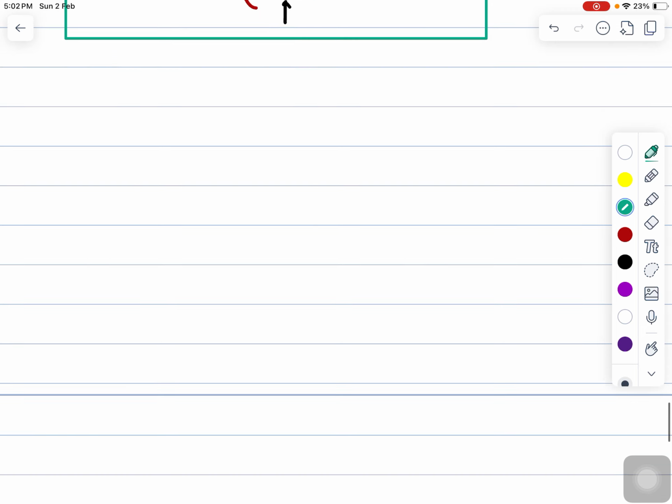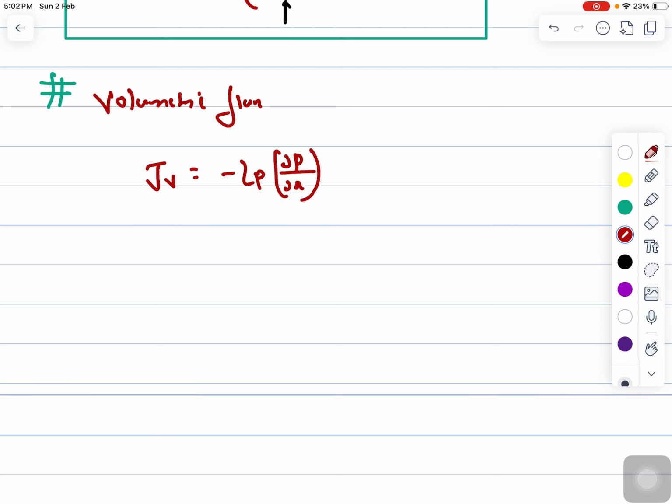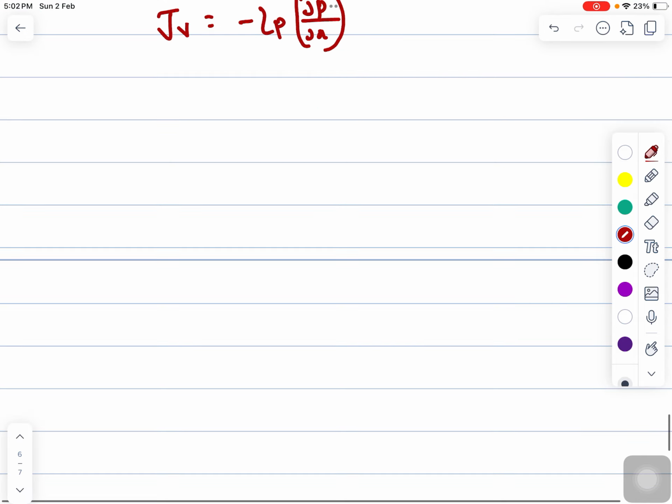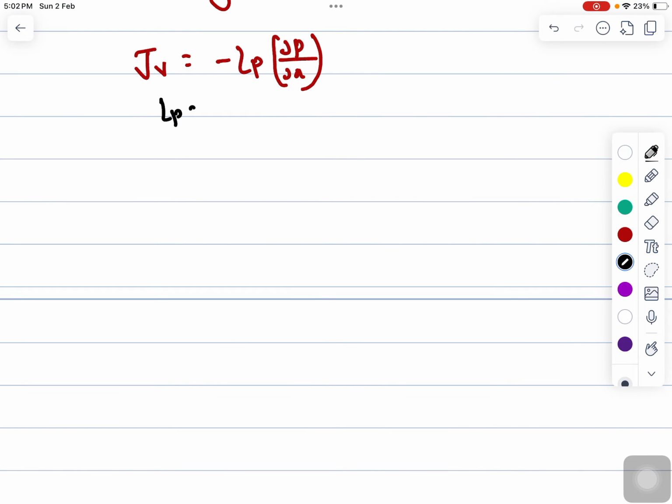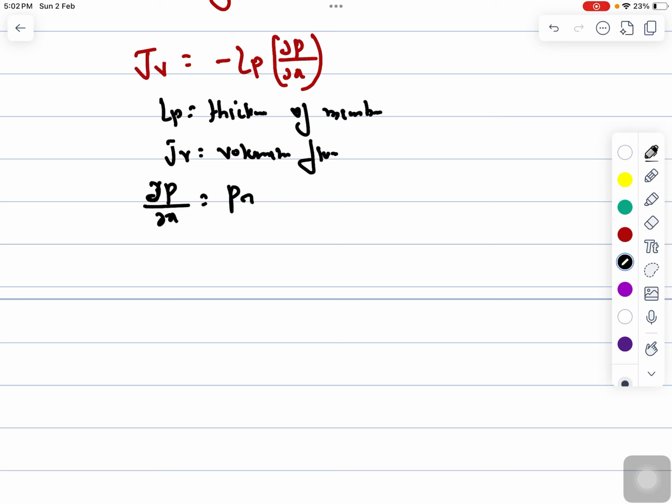Now coming to the volumetric flux. This will be denoted as JV, which equals minus LP into del P by del X. So JV is the volumetric flux, LP is the thickness of the membrane, and obviously del P by del X is the pressure gradient. Pressure gradient, is that clear?